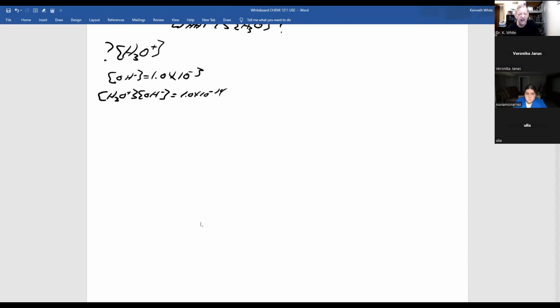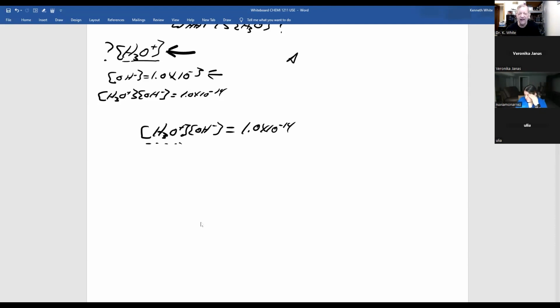So what are we trying to solve for? The hydronium ion concentration. Well, we have this equation, and we're also given the hydroxide ion concentration equal 1.0 times 10 to the minus 14. If I'm trying to solve for the hydronium ion concentration, I want it alone on one side. And how do you get rid of hydroxide? Remember, anything divided by itself equals the number 1, gets canceled out.